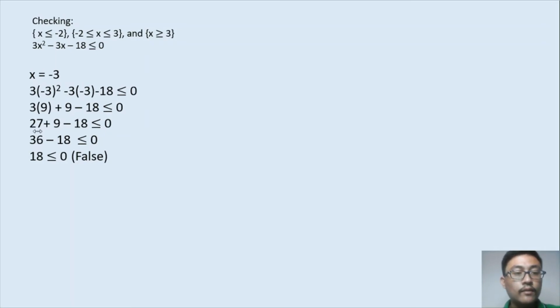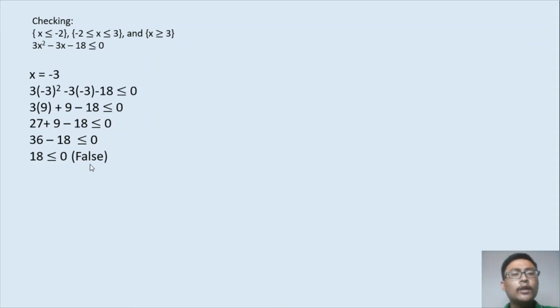27 plus 9 is 36 minus 18 is less than or equal to 0. 36 minus 18 is 18, which is less than or equal to 0. Siyempre, false yun. Diba?